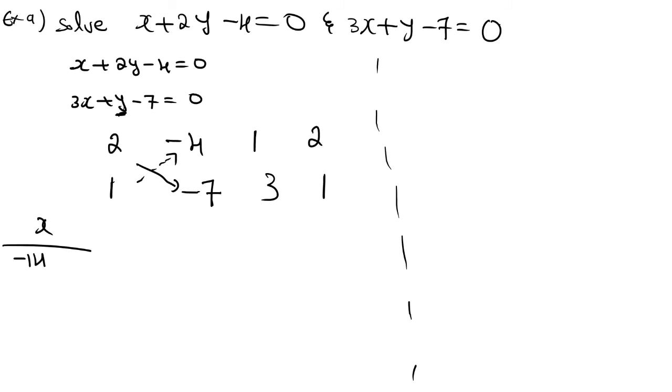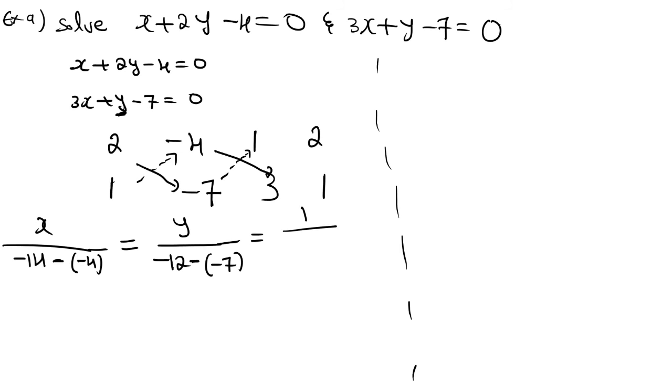in this direction minus, because this is by the formula, 1 into minus 4 is minus 4. Then put the equal sign, y divided by, multiply in this direction first, minus 4 into 3 is minus 12, minus by the formula, then in this direction minus 1 into 7 is minus 7. Equal to 1 by, 1 into 1 is 1, and in this direction 3 into 2 is equal to 6.